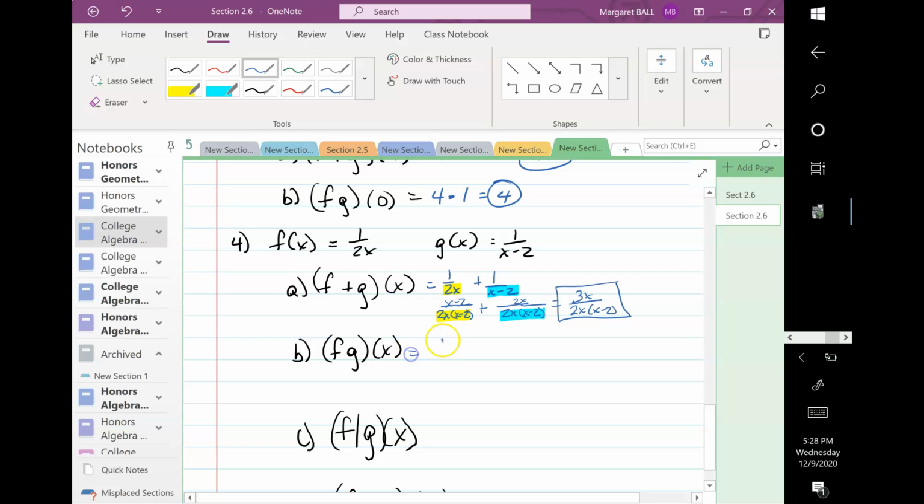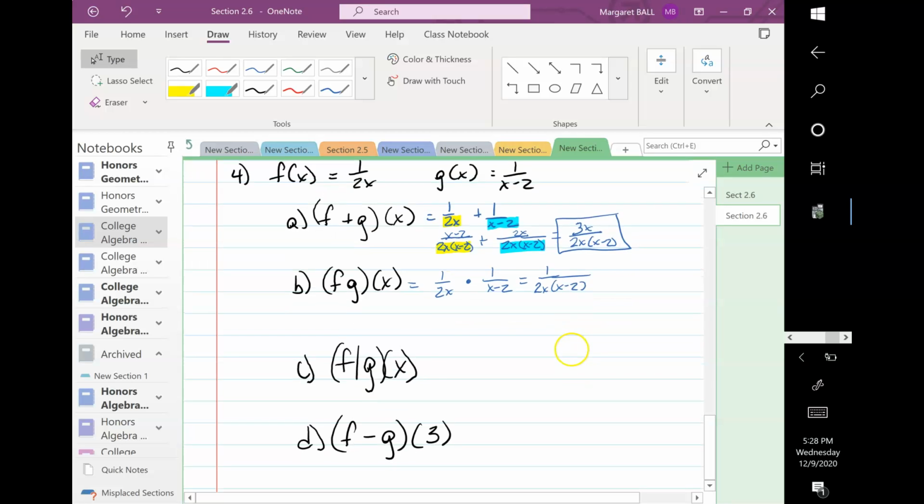When you're multiplying fractions, 1 over 2x times 1 over x minus 2, you're going to multiply the numerators and multiply the denominators. So 1 times 1, that's 1. Don't cross multiply, just multiply the numerators, and then you multiply the denominators. 2x times x minus 2. There's no need to multiply that all the way out. Just leave it as 2x, x minus 2.